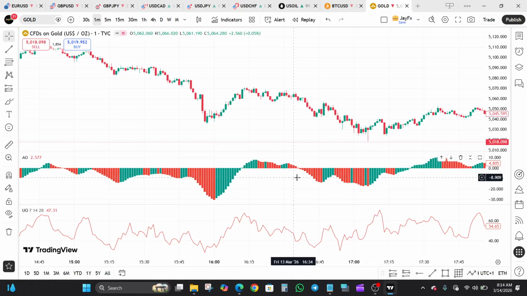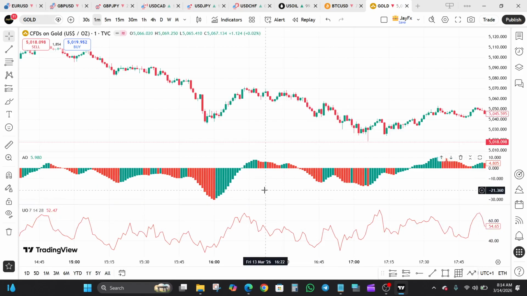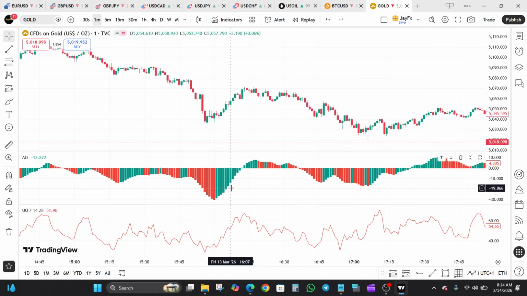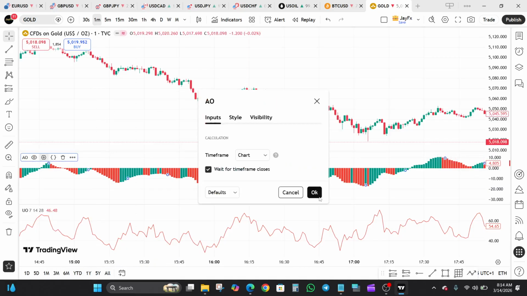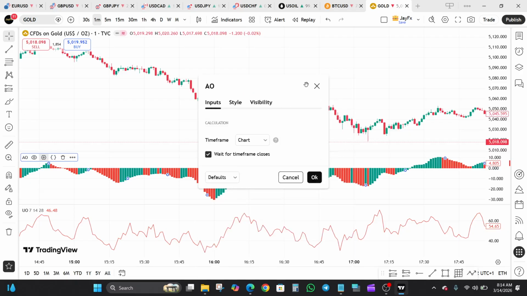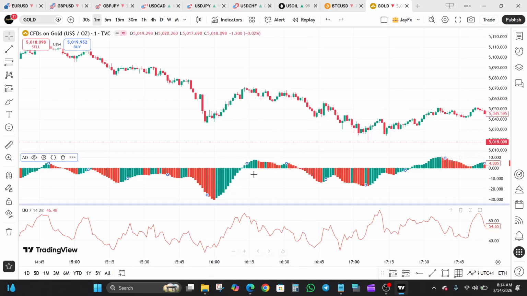So the Awesome Oscillator and the Ultimate Oscillator are both momentum indicators used to analyze market trends, but they measure momentum using different methods. As you will notice, the Awesome Oscillator is based on the difference between two simple moving averages calculated from the median price. You can actually go edit the settings according to your taste.